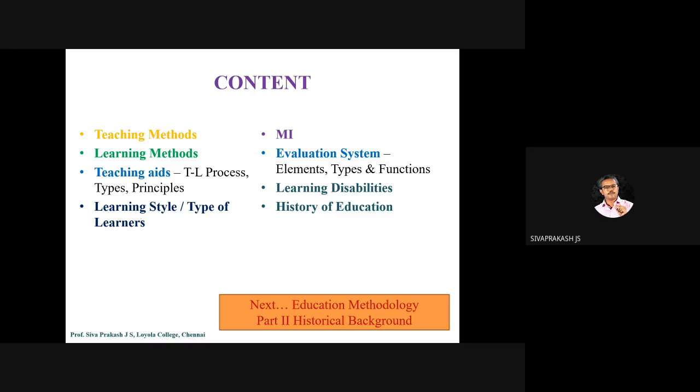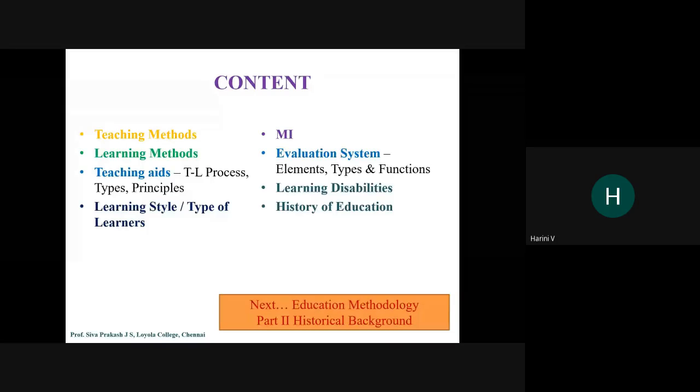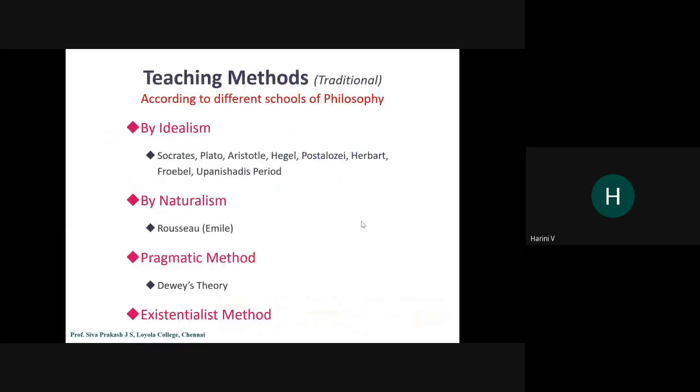So teaching methods. What are the different types of teaching methods we have? Traditional method, and then modern methods. Traditional methods: idealism method, naturalism method, pragmatic method, and existentialist method. Modern methods: inferential teaching, deductive method, inductive method, and activity method or play-way method.